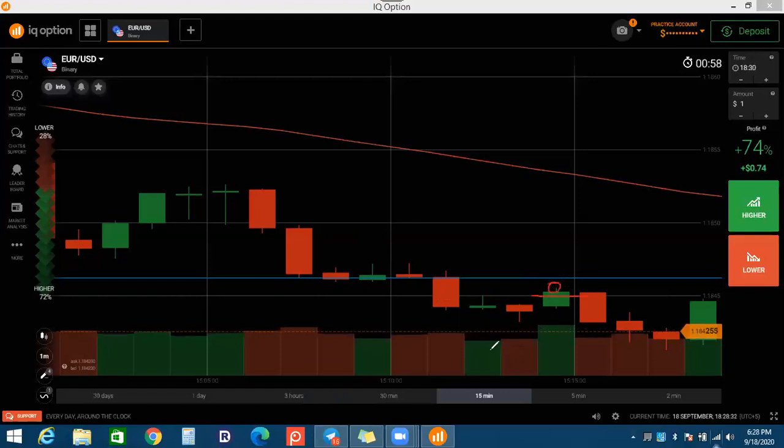Rejection from the seller side. It means sellers are still interested in going down. They entered. So this way of analyzing the market will come when you take time to study the market.